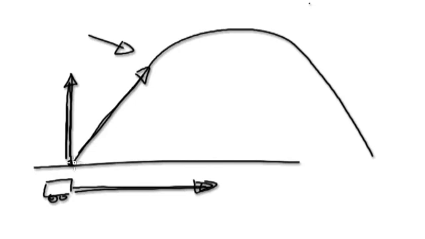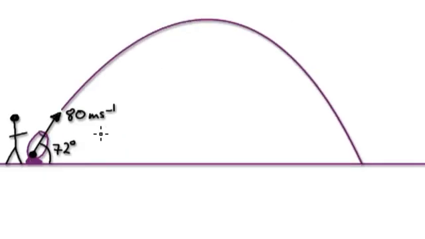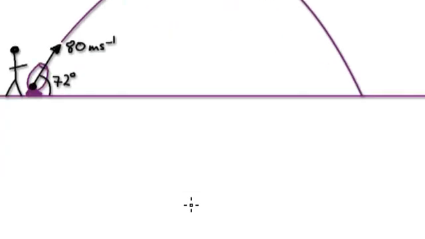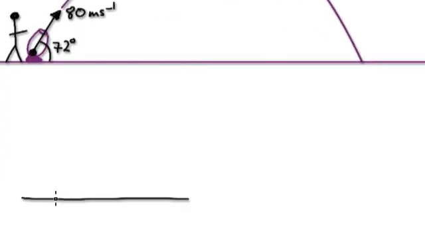So what you do, when you have a diagonal motion, like let's say you fire a cannonball at 80 meters per second at an angle of 72 degrees, you can simplify this as this. Fire it at 80, so this length is 80. This is 72 here. You can then use trigonometry to break this down.